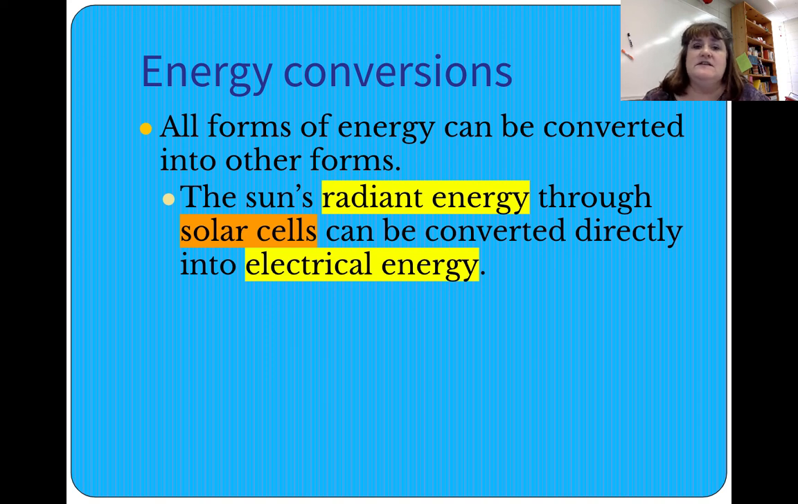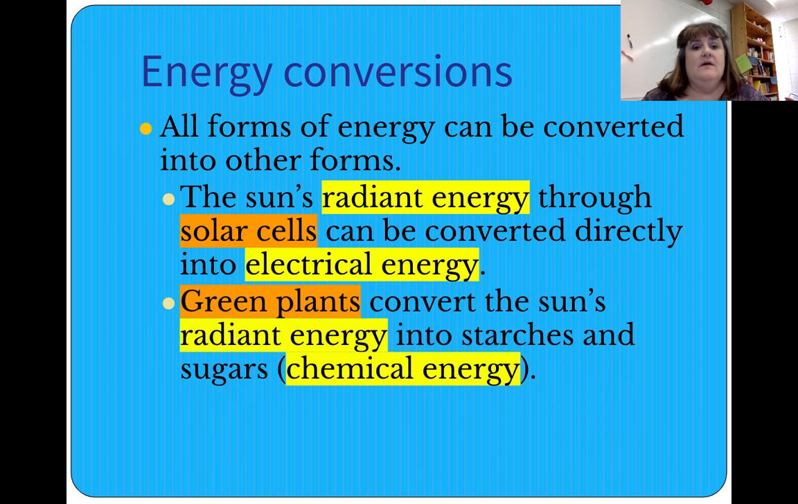What I've done here is I've highlighted the forms of energy and then what they transform through, because a transformation has to include some medium or apparatus. So the radiant energy from the sun goes through a solar cell to be converted into electrical energy. Green plants convert radiant energy into chemical energy.